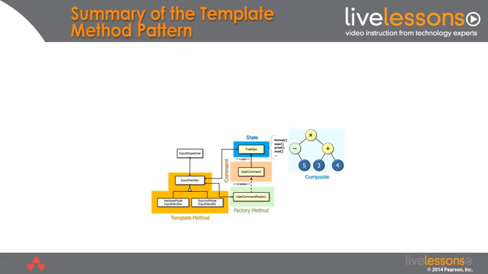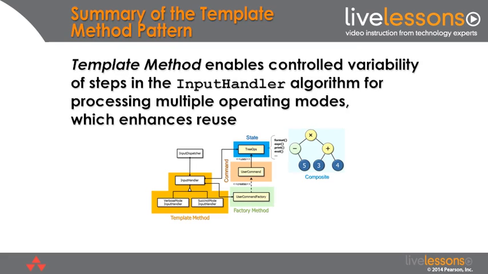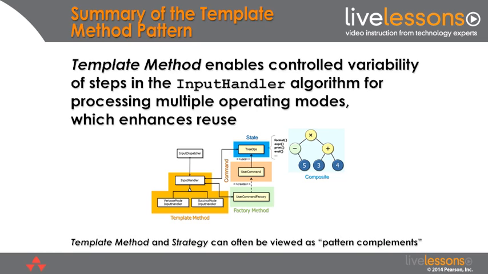So to summarize this pattern, template method enables controlled variability in our input handler algorithm to make it easier to process multiple operating modes, succinct mode, verbose mode, and so on, which helps to enhance systematic reuse. It's also worth remembering that template method and strategy can often be viewed as pattern complements. They tend to be duals of each other. You can use one versus the other, and it requires some deeper domain analysis and some awareness of both patterns and their liabilities and their benefits to know which one to select in a given circumstance.